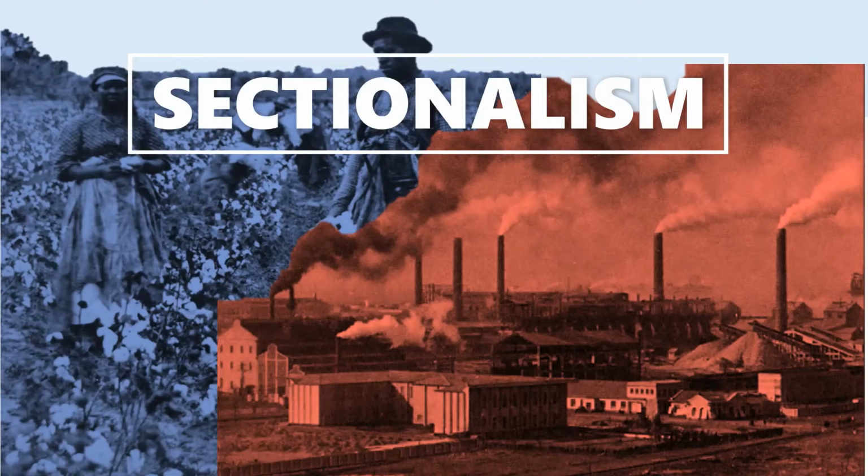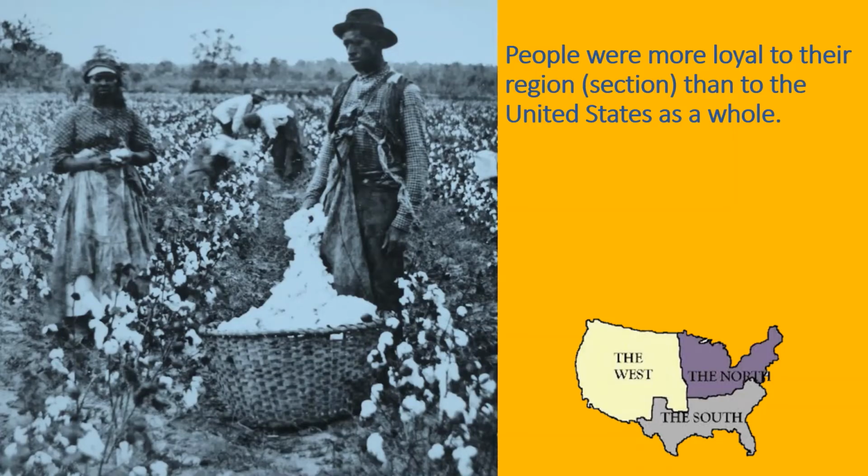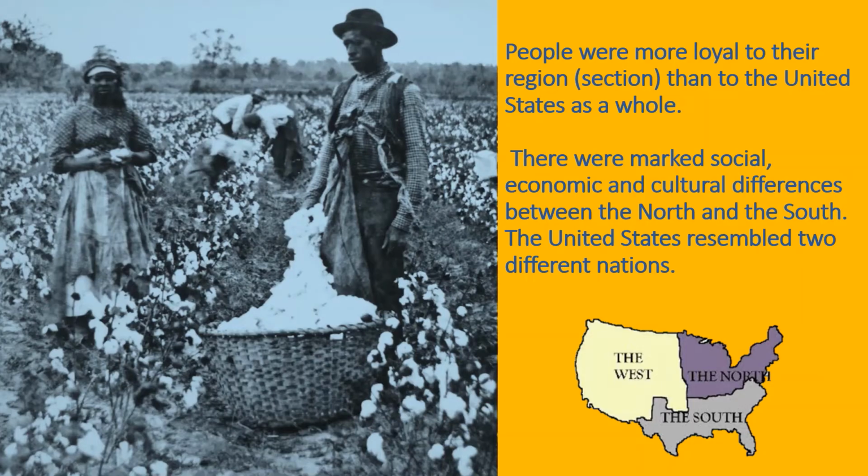Sectionalism. Let's start by defining the concept of sectionalism. Sectionalism takes place when a country is deeply divided or fragmented along regional lines. During this time, people were more loyal to their region or section than to the United States as a whole. There were marked social, economic, and cultural differences between the North and the South. Essentially, the United States was so divided that it resembled not one but two different nations.